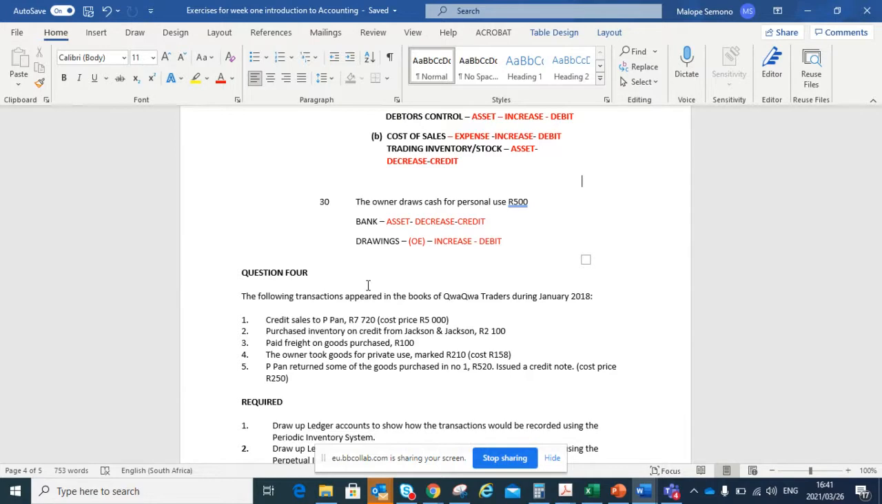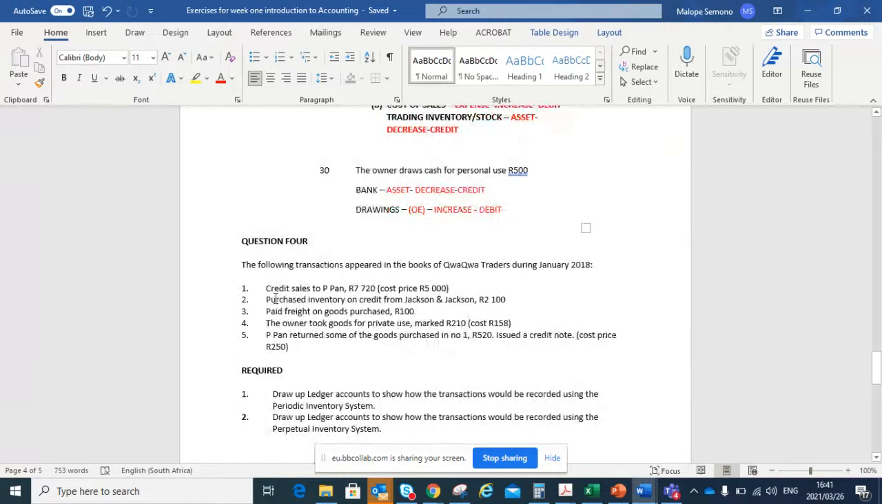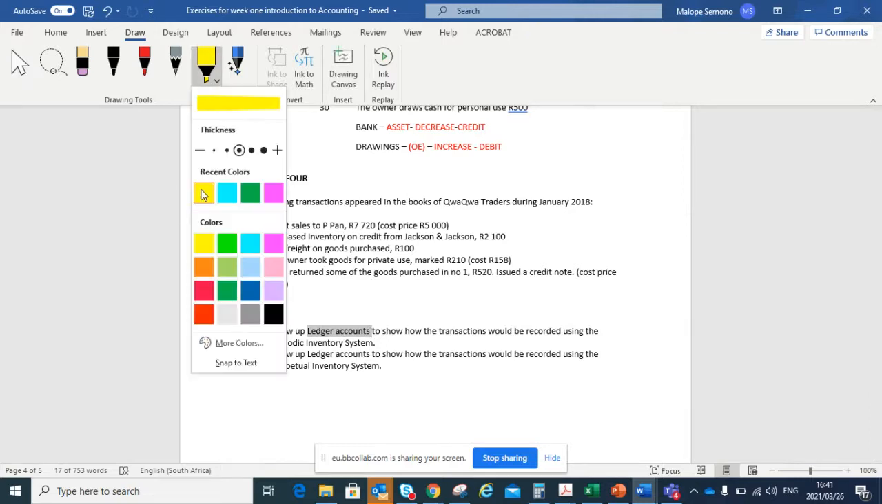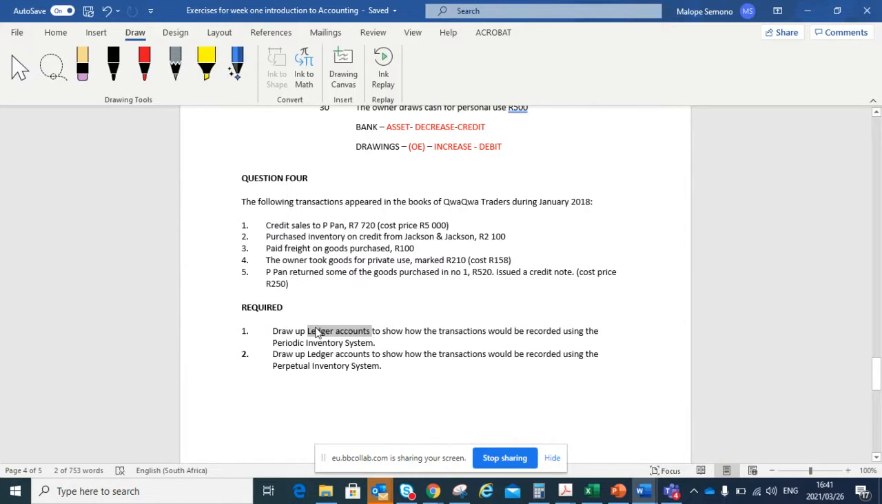So now guys, I want to show you this. Remember what I showed you is the account equation. But they can ask you for something called the general ledger. If you check question 4 here, they want us to record the information and draw the general ledger accounts. Yes, they want us to do the ledger accounts.